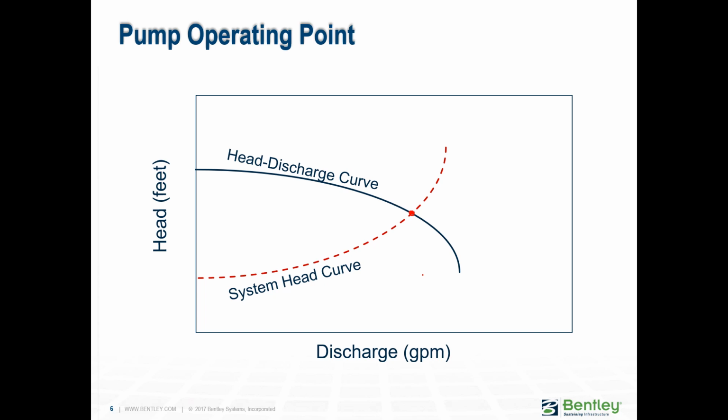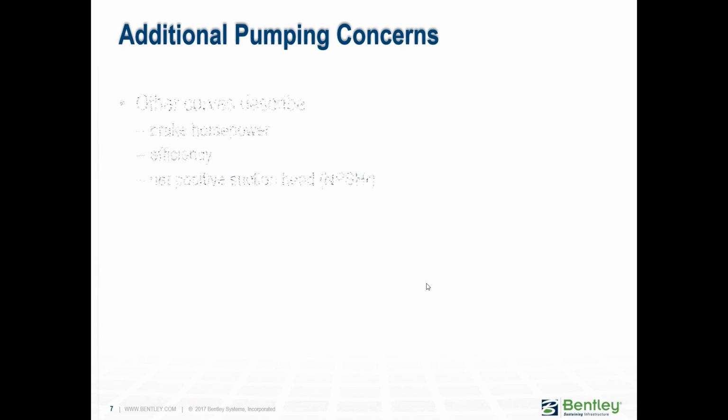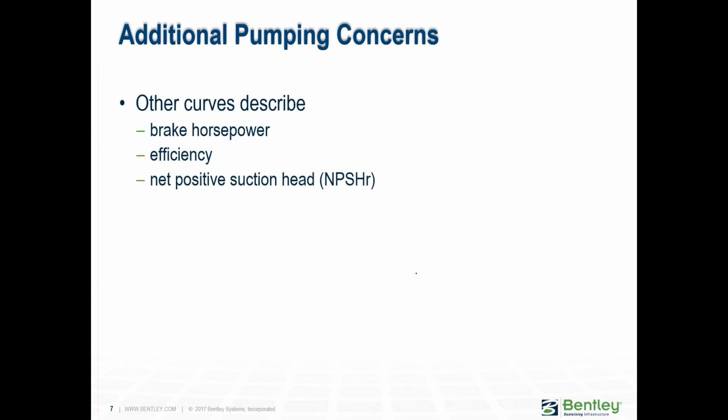Okay, so this pump operating point is basically the point where the pump is going to operate at a flow and head that satisfies both the pump curve and the system curve. Okay, all right, so do we only need to care about that? Well, mostly, but not really. We also need to look at other things. When you get a pump catalog, there's a bunch of curves there, and what do they mean?